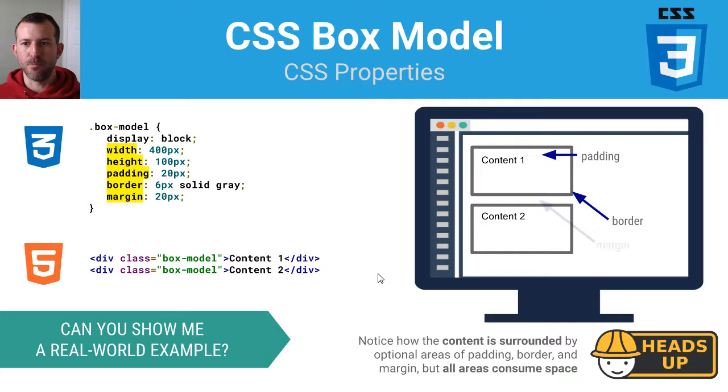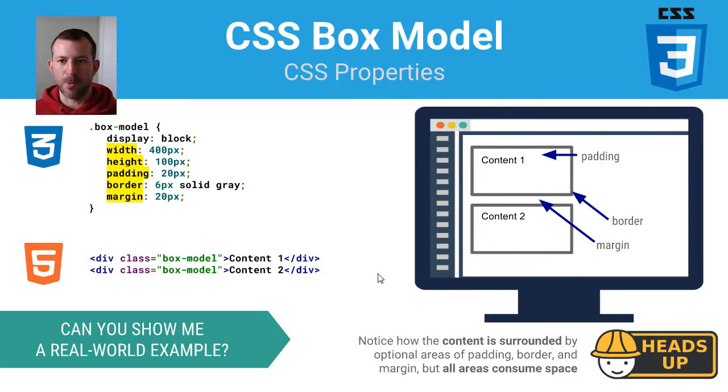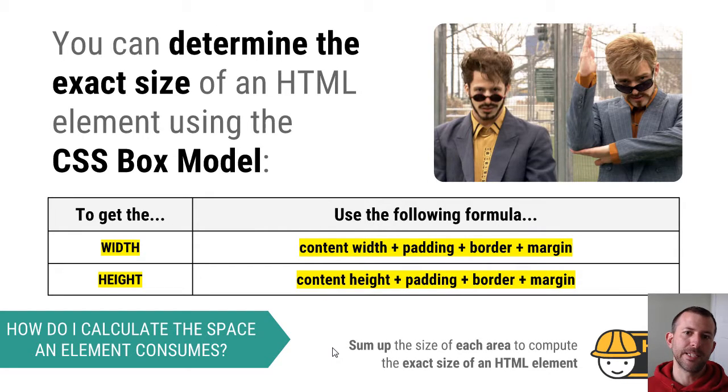There's your padding, there's your border, and then the space in between elements, that's what we call our margin. So you can determine the exact size of any HTML element using this CSS box model concept as your guide. The width of any element will be the width of its content plus its optional padding plus its optional border plus its optional margin. Likewise, the height of any element will be the summation of the content's height, its optional padding, its optional border, and its optional margin. So if you sum up the size of each area, you will get the exact size of any element.